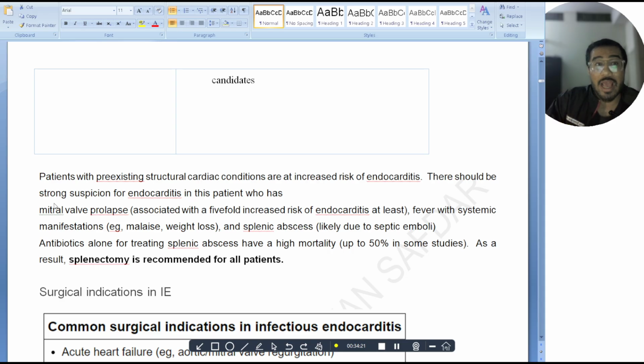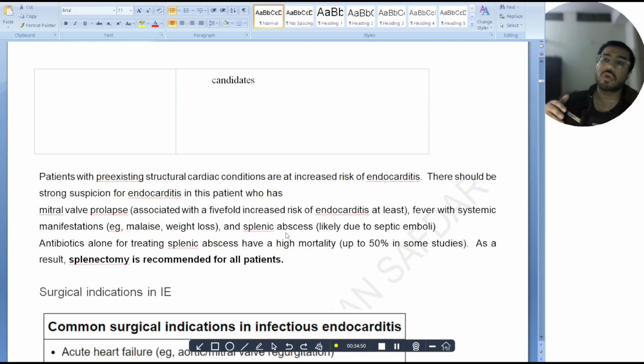In this patient who has mitral valve prolapse, there is a 5-fold more risk, fever with systemic manifestations. Yeah. So this is the perfect presentation of a patient. Pre-existing structural cardiac conditions, mitral valve prolapse, fever, systemic manifestations like malaise, weight loss, and splenic abscess. That's all they gave you guys. And you have to go for infective endocarditis as the reason.